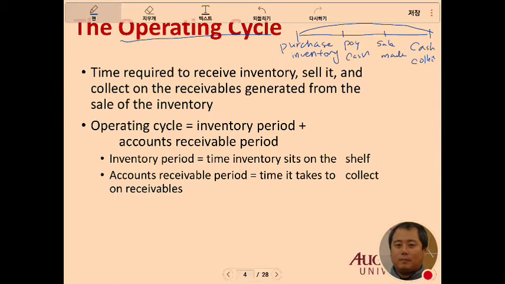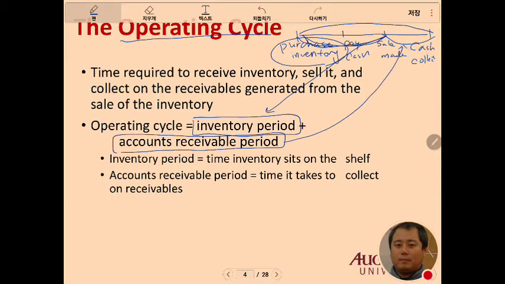So the operating cycle really has two divisions. The first one is the inventory period. The inventory period is from purchasing inventory to sales made. And from sales made, now we have account receivable, and we have to collect this account receivable. That length of time will be the account receivable period. So there are two periods in the operating cycle.